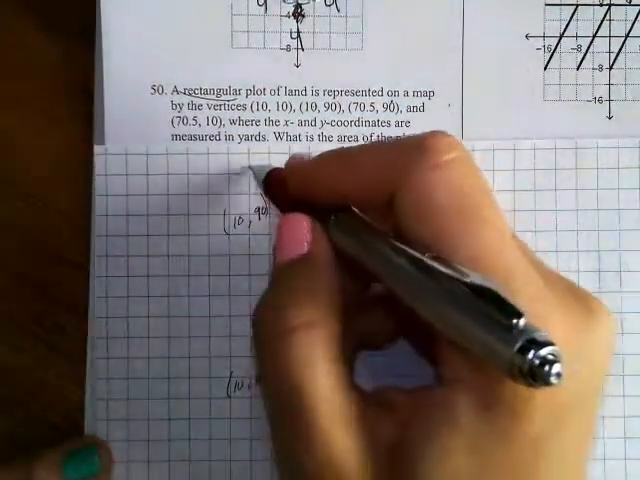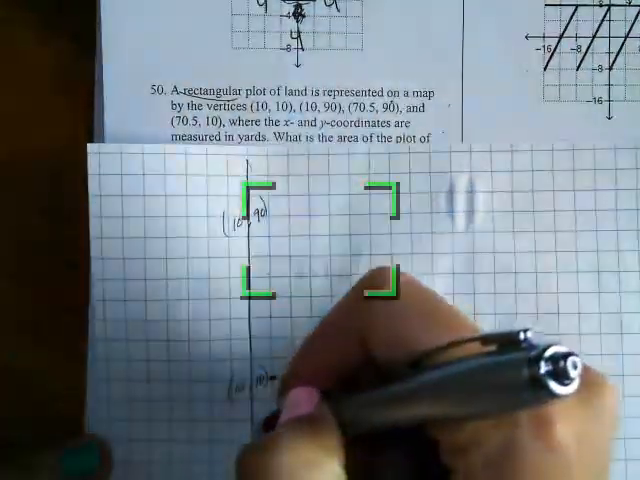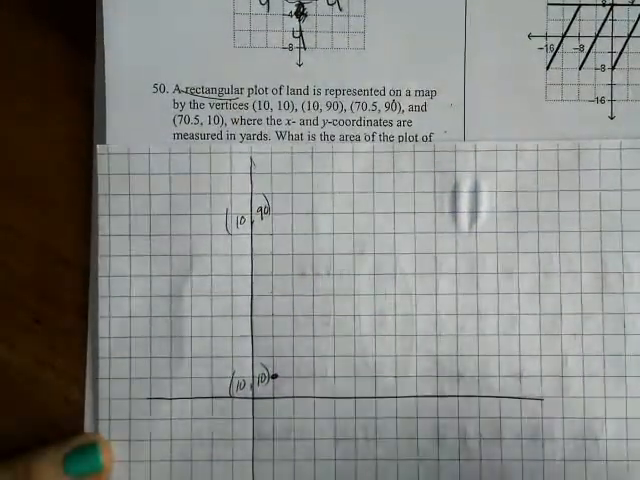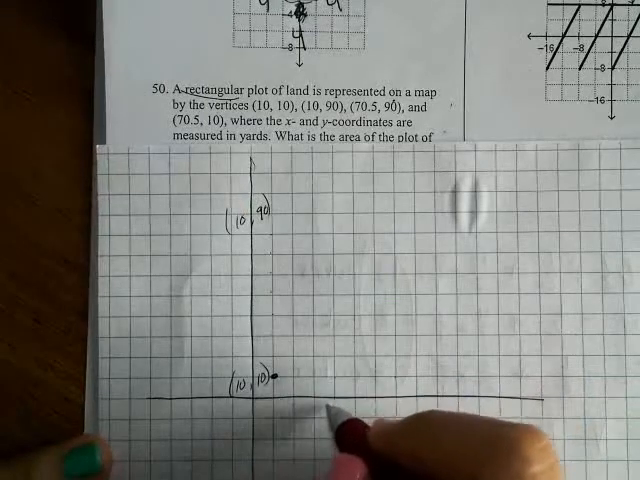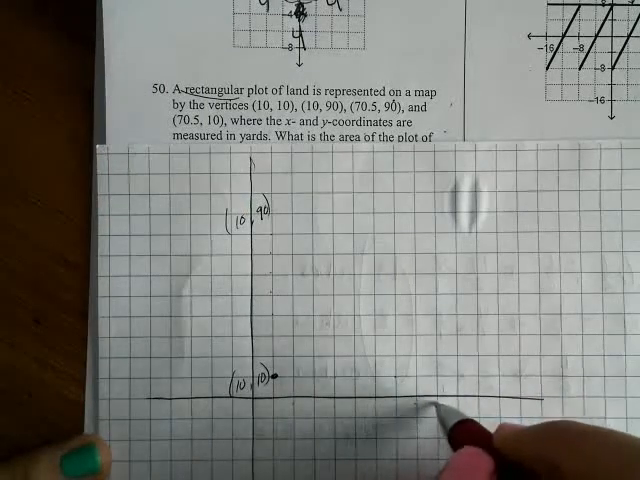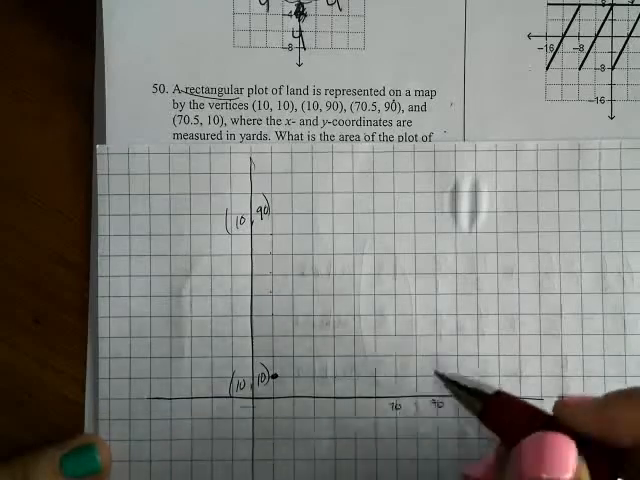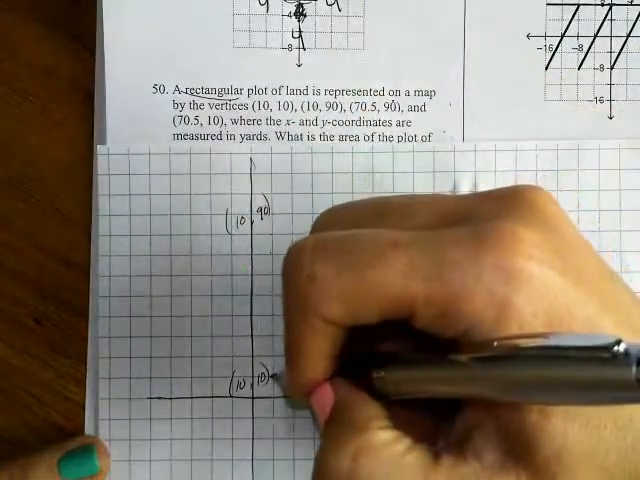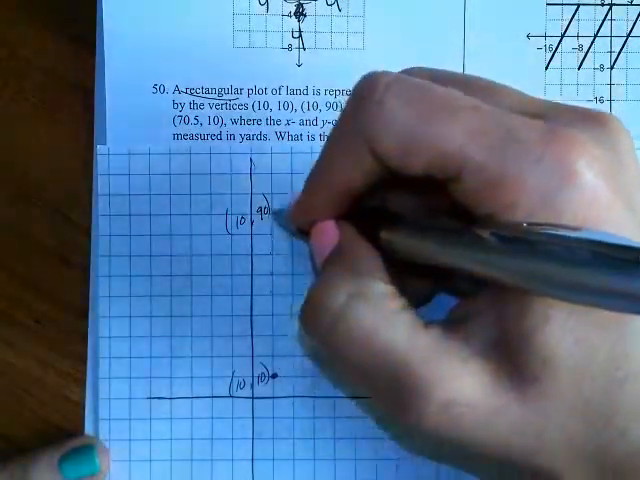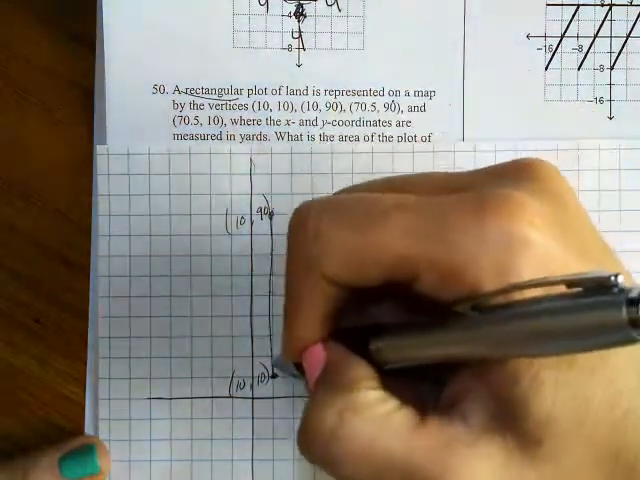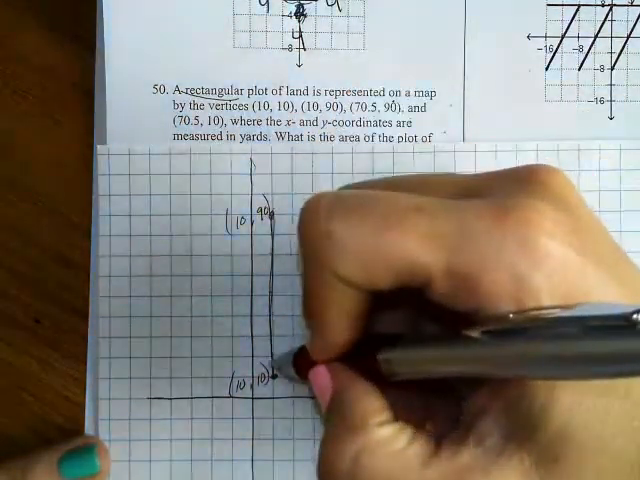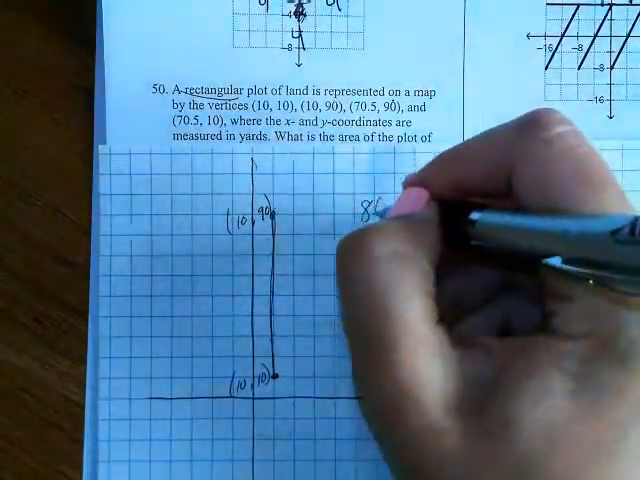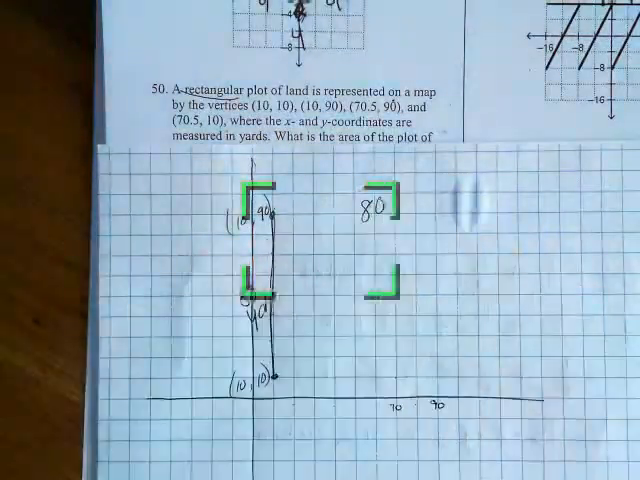Let me draw a thing. So 10, 20, 30, 40, 50, 60, 70, 80, 90. 70. So each of these is counting by 10. So I have 1, 2, 3, 4, 5, 6, 7, 8. 8 times 10 is 80. So the measurement here is 80 yards.